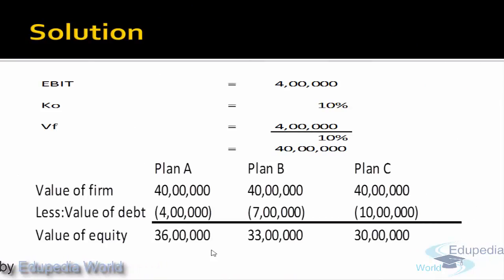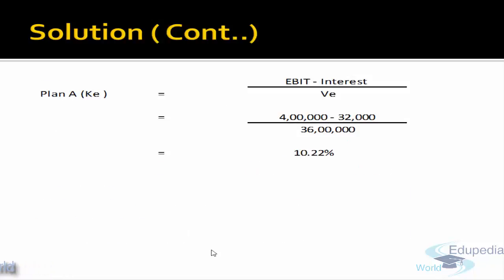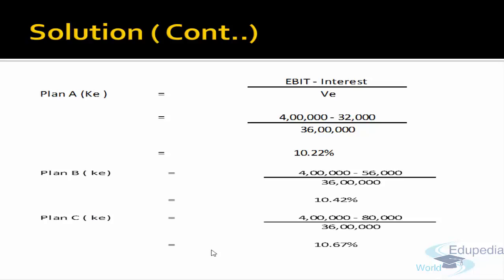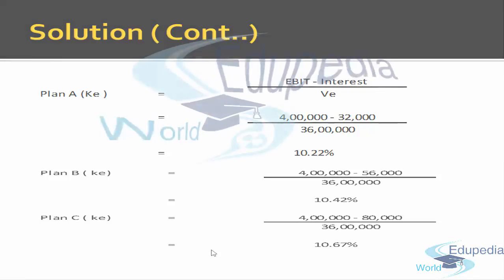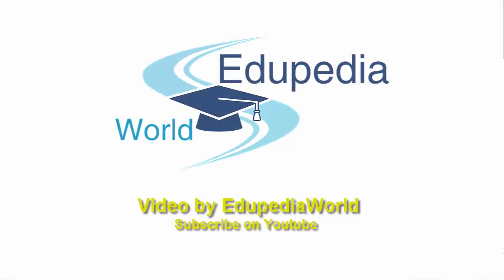So in plan A, to compute the cost of equity, it will be the earnings available to equity shareholders divided by the value of equity. So KE in plan A would be 4 lakh less 32,000, the earnings available to equity shareholders, divided by 36 lakh, which is 10.22%. In plan B, the cost of equity will be 10.42%, and likewise in plan C, the cost of equity is 10.67%. So you note that as the firm increases the debt, the KE, the expectation of the equity shareholder, rises from 10.22 to 10.67%. Thank you so much. That's all for today.